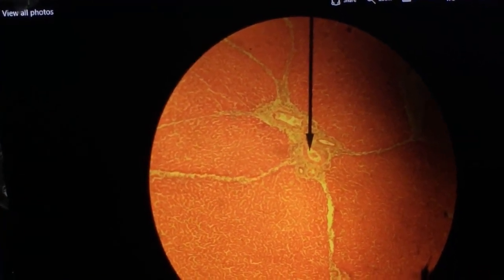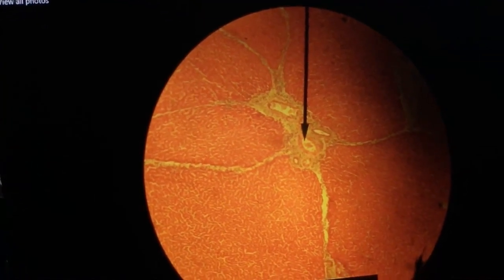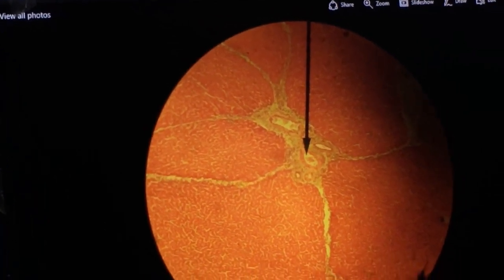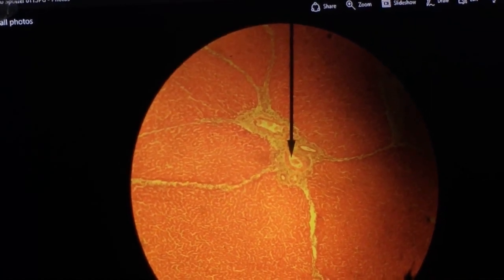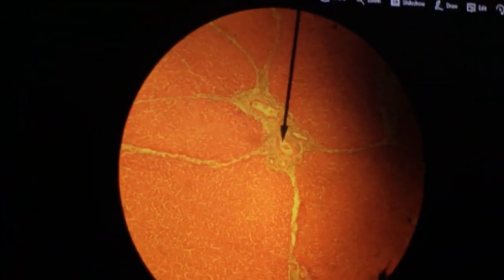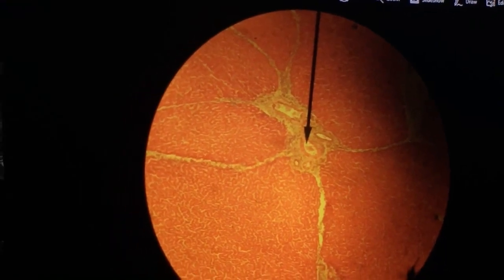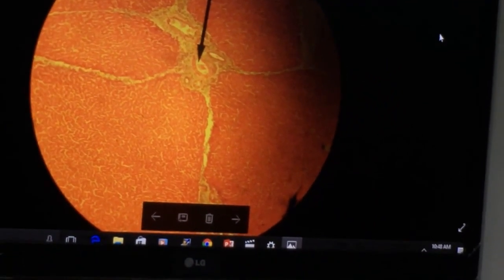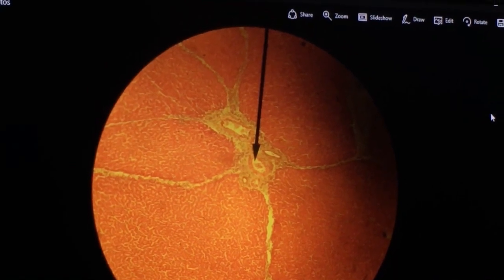So hold on. The space of Disse is between the sinusoids and the hepatocytes. D-I-S-S-E. And you have written this down before because I've given you the spotter. You don't remember, and the reason you don't remember is that nobody does. So Liz is asking me if the sinusoid is two cells thick. Not the sinusoids, it's the hepatocytes, the cords of cells. It's two cells, so yeah, it's two cells.